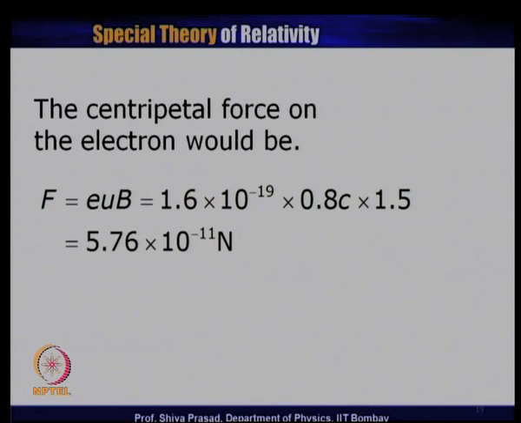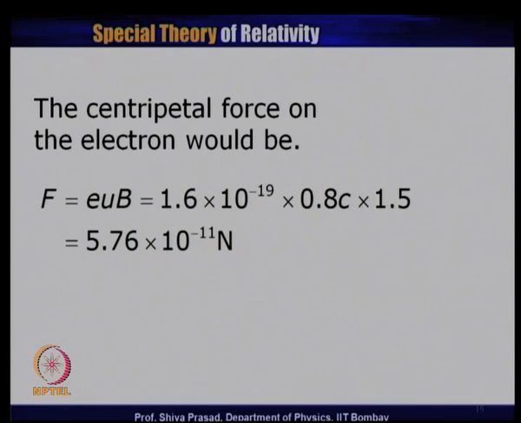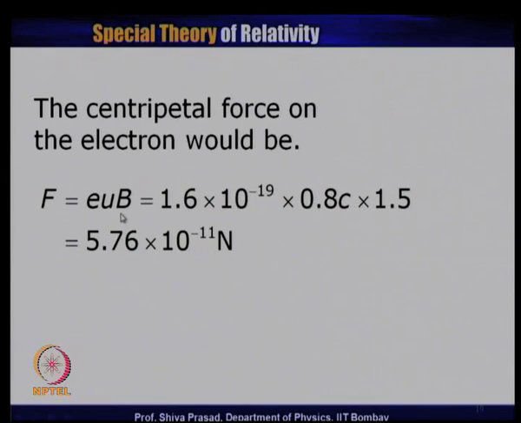The force will be given by q u cross b, as we have just said, because this is an electron. So, q is equal to the charge on the electron, which is e, and because u and b are perpendicular to each other and this is a cross product, u cross b will just give you u multiplied by b, because it is the magnitude of u multiplied by the magnitude of b multiplied by the sine of the angle between the two, the sine of the angle being 90 degrees, which gives 1. Therefore, the magnitude of the force will be e u b.